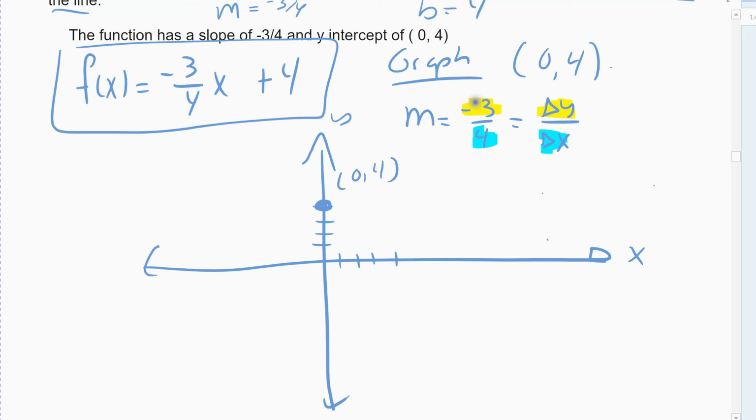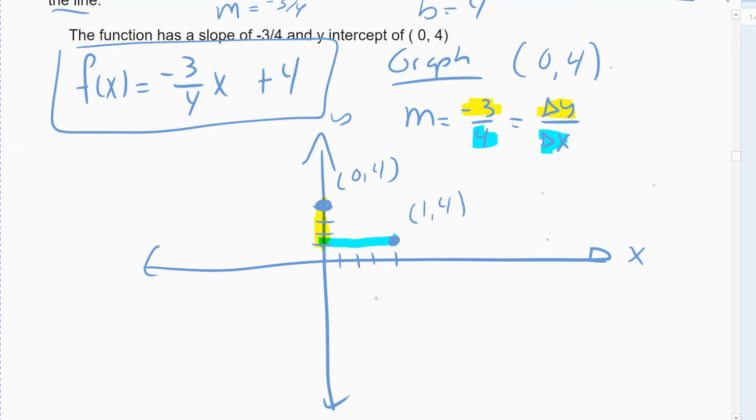And so the change in y is a negative 3, which means I'm going to go down 3. So I'm going to start here at that (0, 4) and go down 3. So 1, 2, 3. And then I'm going to go over 4. It's a positive 4, so I'm going to the right 4. So 1, 2, 3, 4. And so that puts me there. And so the point that I've moved to when I went down 3 over 4 is the point (4, 1).